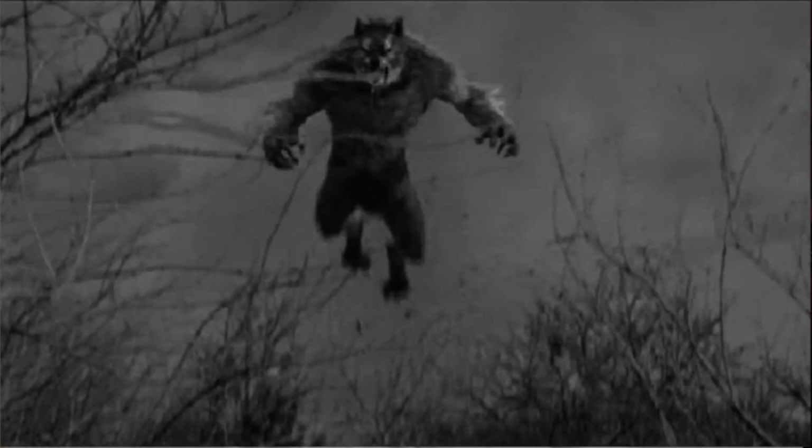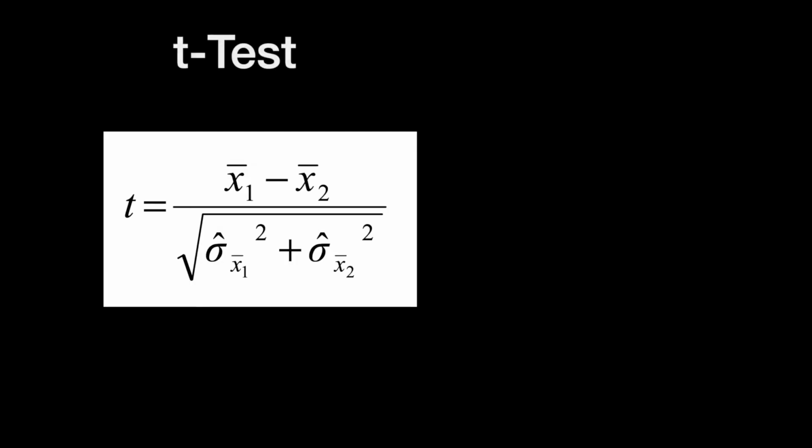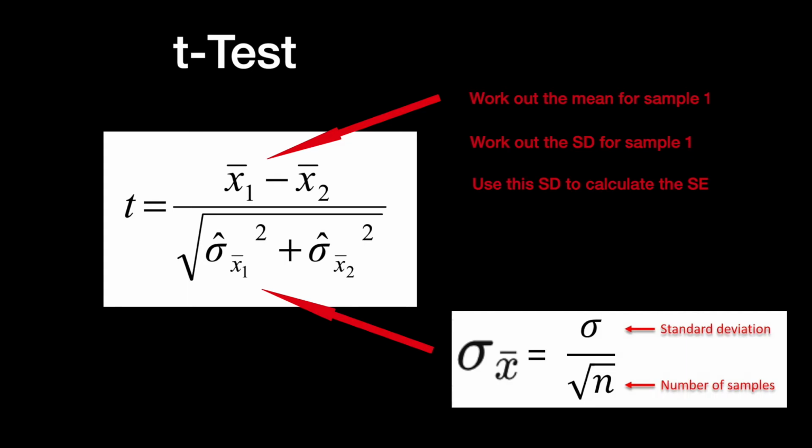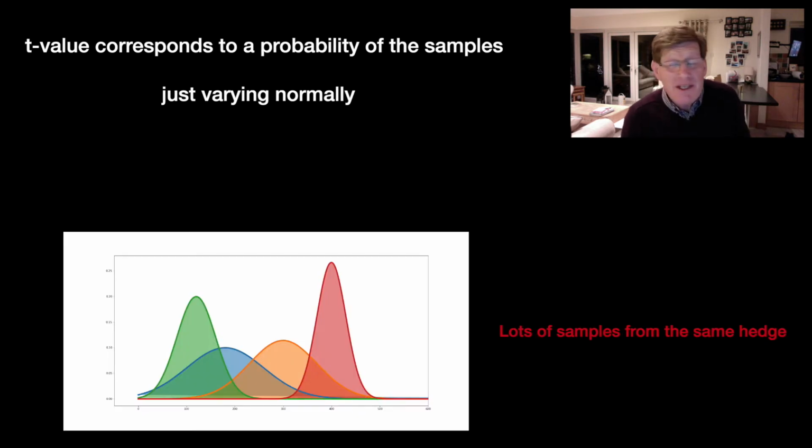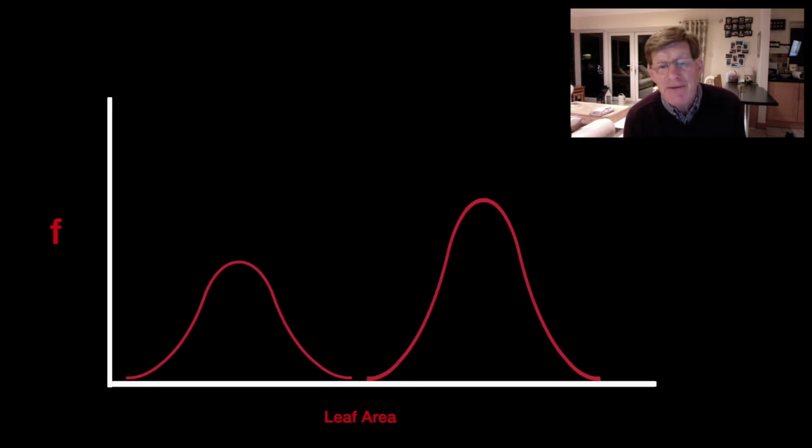Now you're probably thinking this is pretty scary, but it doesn't have to be. Certainly not as scary as that. You just have to be very careful about applying the numbers to the formula. This will then allow you to calculate what is called a t-value. This t-value corresponds to a probability that the differences in the leaves is just due to normal variation, or alternatively, there is a significant difference.